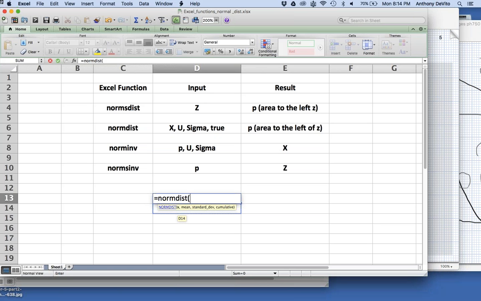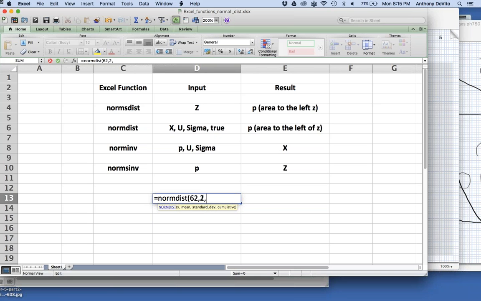As soon as I put in the open parenthesis, it helps me out. If you have Excel open on your desktop, you might be able to see it a bit better. It says x, comma, mean, comma, standard deviation, comma, and cumulative. So I'm going to put in what I know. The value I'm interested in is 62, what percentage of women are less than 62 inches. The standard deviation was 2. And the next thing it asks me for is cumulative. Now I get to write in either true or false. I don't think it'll take T or F. I think you actually write it out.